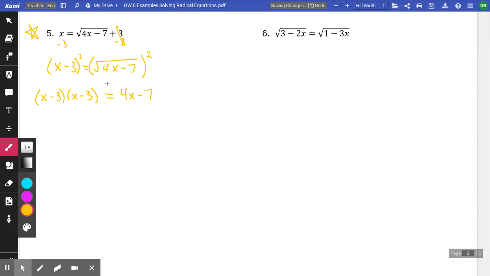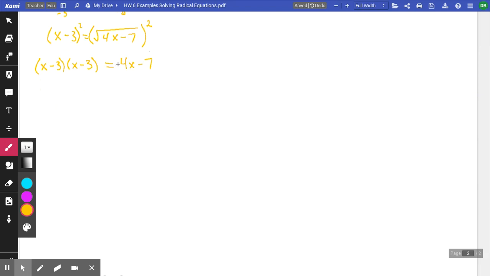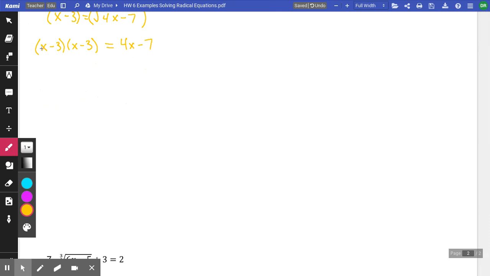Okay, so this is where the work starts getting involved on this one. We need to multiply on this side, so let's go and do that. Let's take this x times the terms over here. So x times x is x squared. X times minus 3 is minus 3x. Negative 3 times x is negative 3x. Negative 3 times negative 3 is positive 9, equals 4x minus 7.